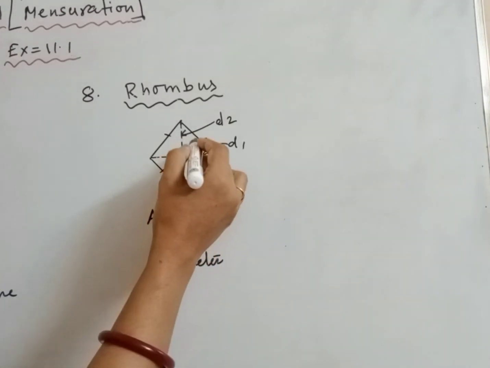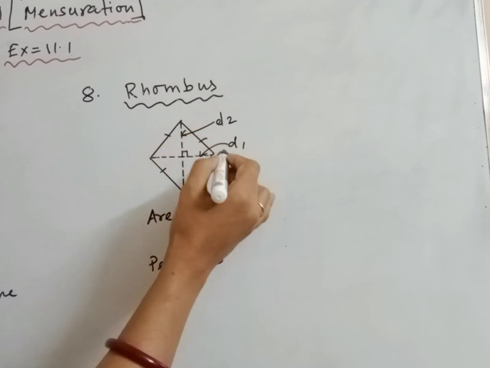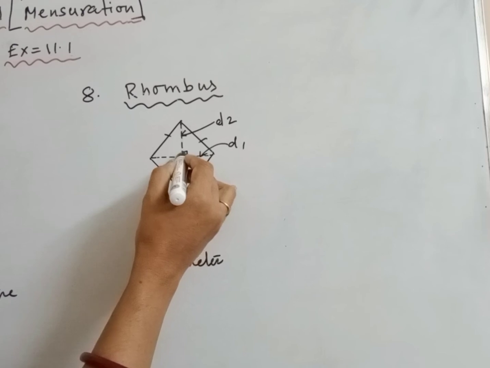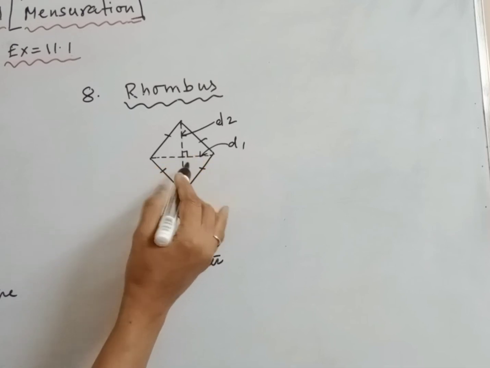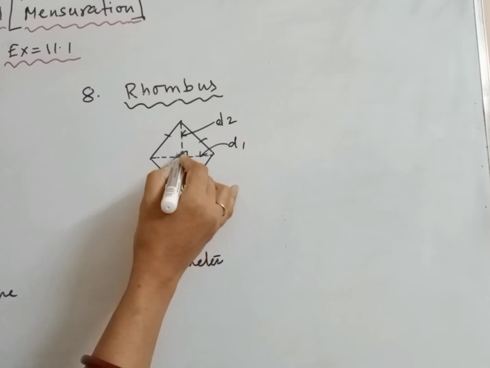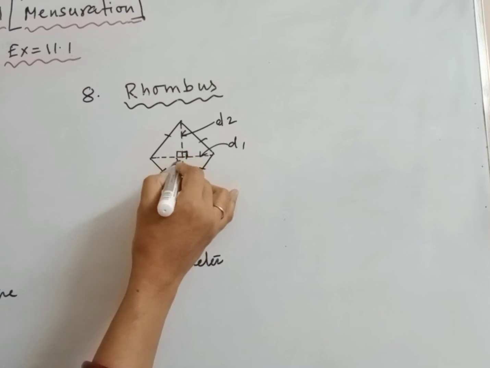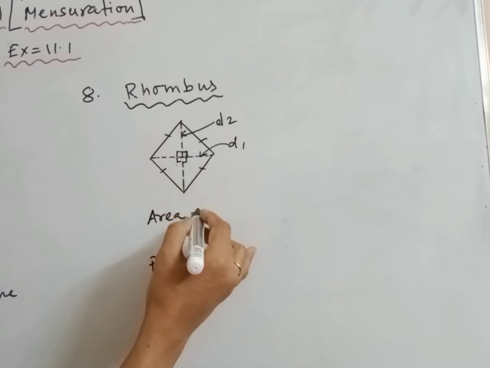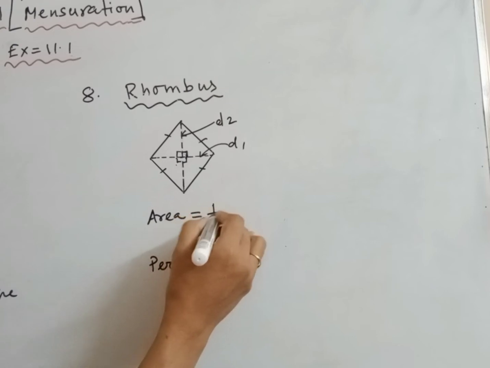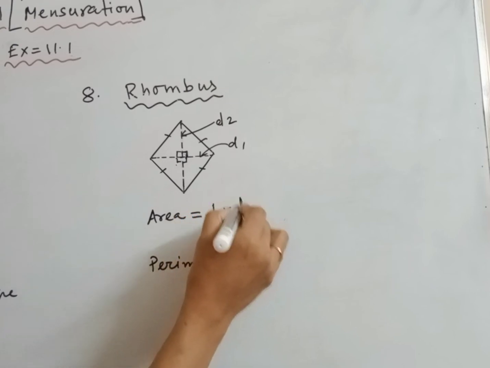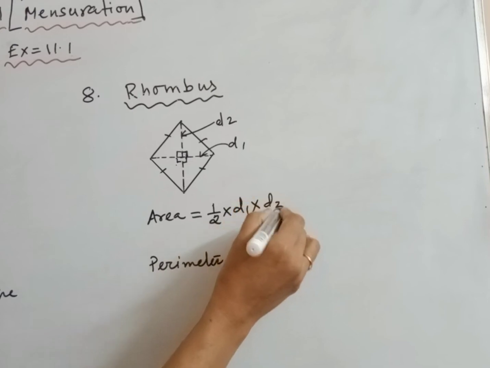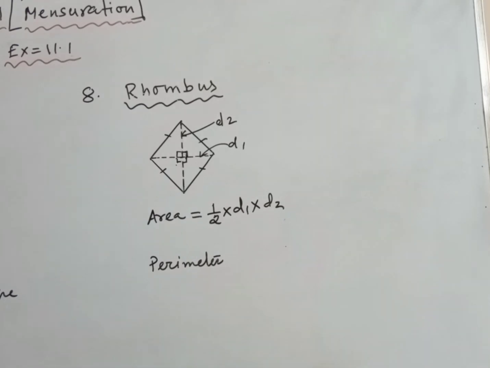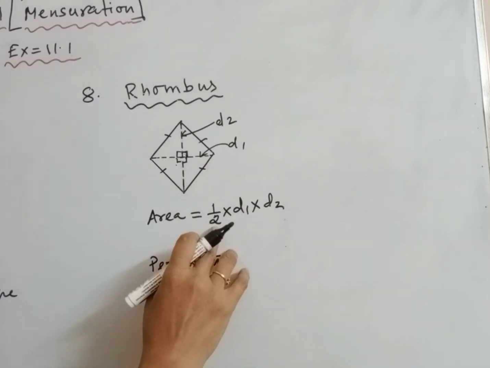Now these two diagonals, which you have taken as D1 and D2, you know that the diagonals of a rhombus bisect each other at 90 degrees. That is, the diagonals are perpendicular to each other, so all the angles at the intersection are 90 degrees. Now how to find the area of a rhombus where all the sides are equal? Half into diagonal 1 into diagonal 2. So in this way, if you know the lengths of the diagonals, then you will find the area of the rhombus.